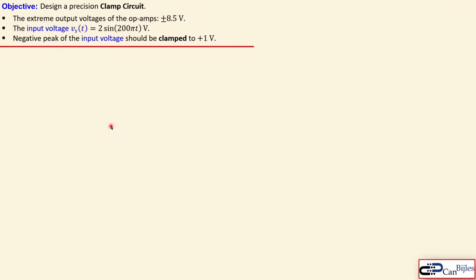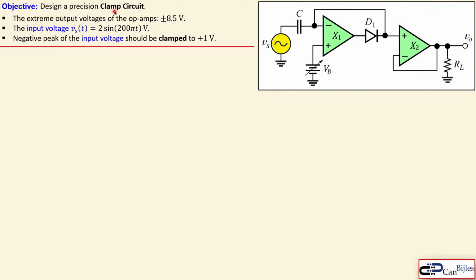Okay, let's see now our design problem. Design a precision clamp circuit, using this circuit configuration here, where we know that our extreme output voltages of our op-amps are plus or minus 8.5 volts. So we will see what it means shortly. The input voltage is given by this expression, so 2 sine 200 pi t volts. So that means our frequency is 100 Hertz, our peak value is 2 volts. A negative peak of the input voltage should be clamped to plus 1 volt. So this is an additional design criterion here.